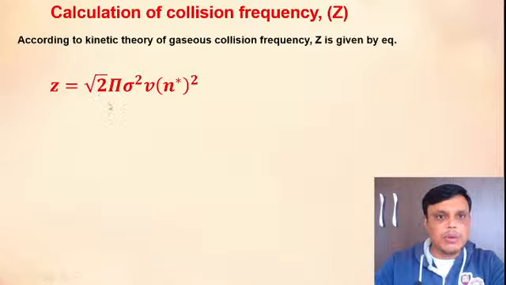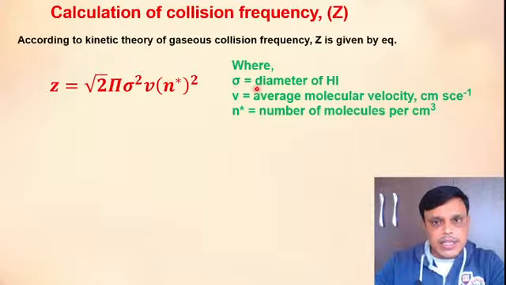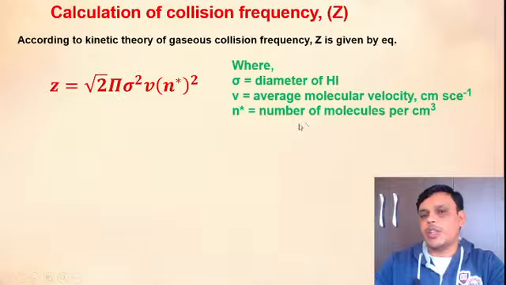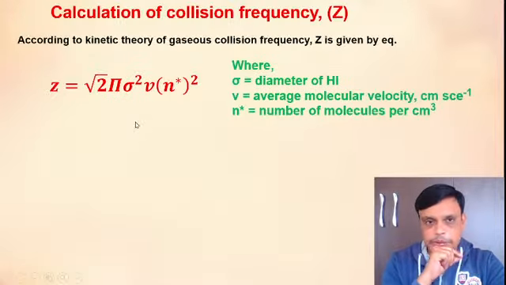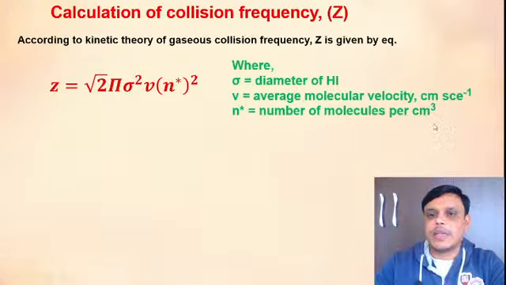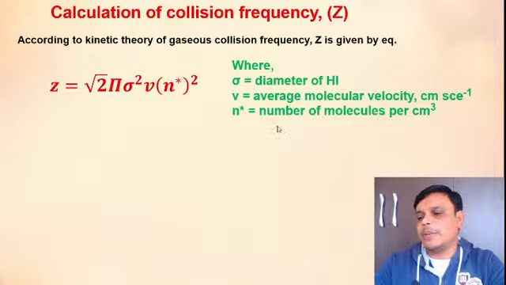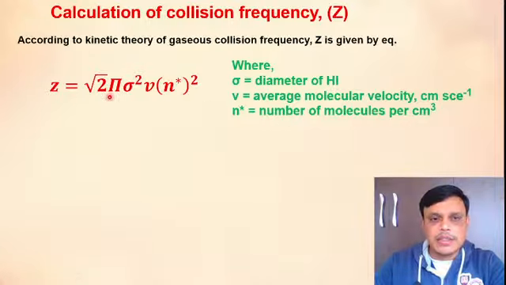Z is equal to under root 2 pi sigma square V into n star square. Here sigma is the diameter of the HI molecule. Write down this equation, it is very important. V is the average molecular velocity in centimeter per second, n star is the number of molecules per centimeter cube, and pi is nothing but 3.14.